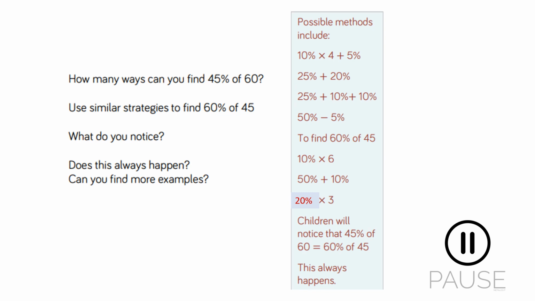What you should have noticed there is that 45% of 60 is the same as 60% of 45. And it said, does this always happen? Yes, it does. So can you find any more examples? So you might have a range of examples there. So for example, 15% of 40 is the same as 40% of 15, and so on. So just make sure you've written at least 3 examples there for me.